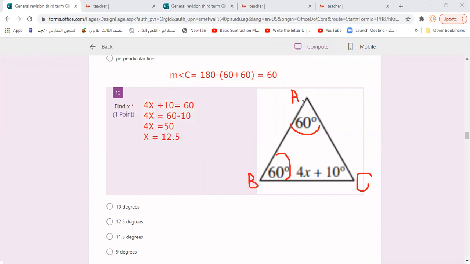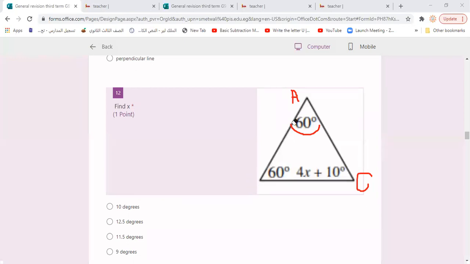Then A and B and C, their sum together equal 180 degrees. And he gave us already two angles. Then we will subtract from the beginning: 180 minus 60 plus 60 equal 60. As I said, we have another way. Maybe someone can say that the total number equals 180.